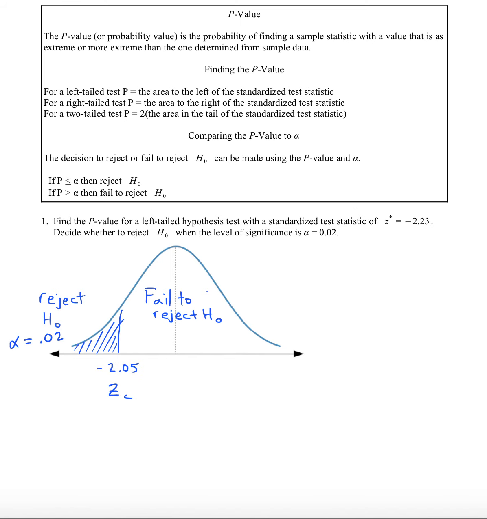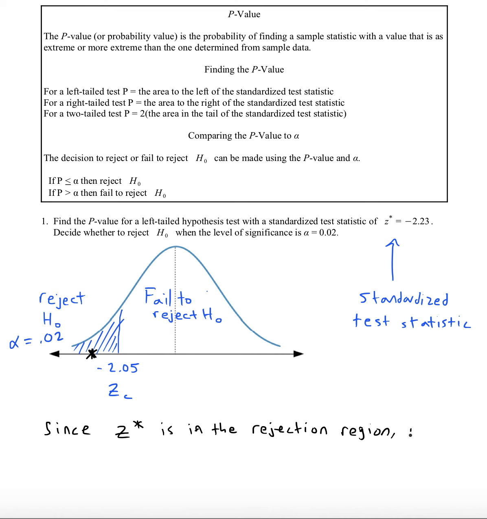Now we see that our standardized test statistic is negative 2.23. Is it in the rejection region or not? Yes, it is left of the cutoff, so it's over here. Since Z star is in the rejection region, reject H0.